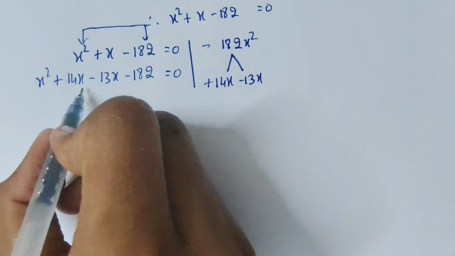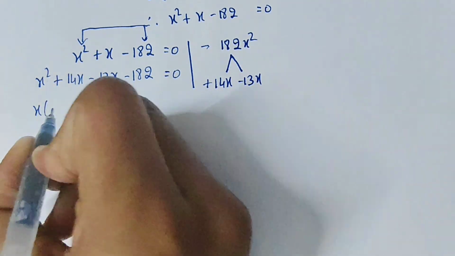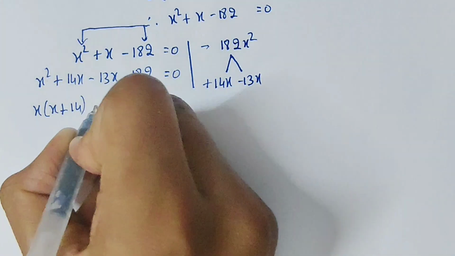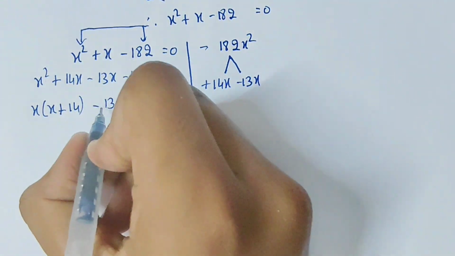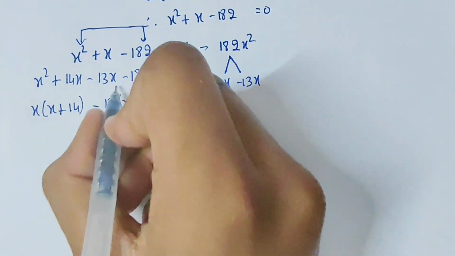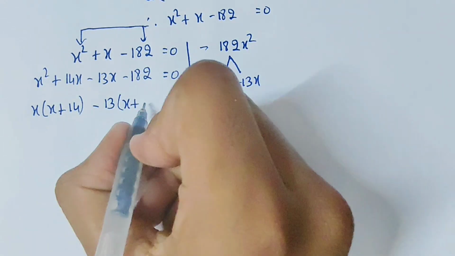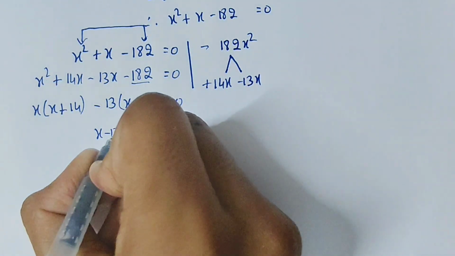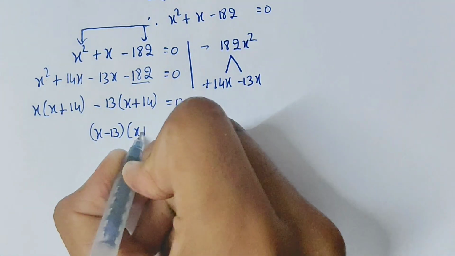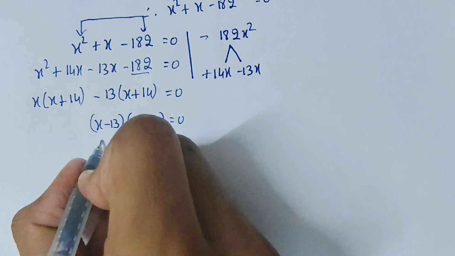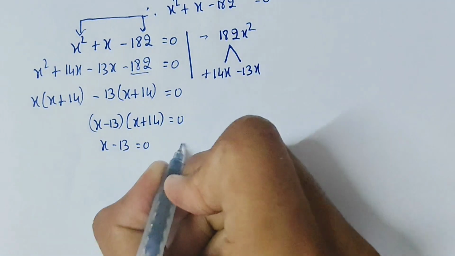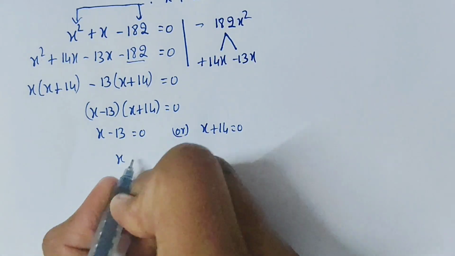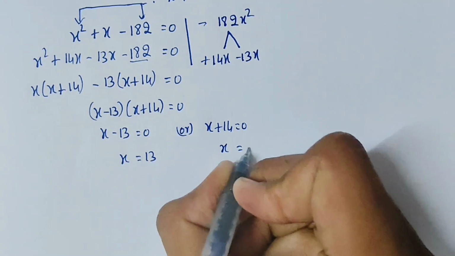Here in x square plus 14x I am taking x common: x into x plus x into 14, minus 13 into x, minus 13 into 14, which is 182, equals 0. So (x minus 13) into (x plus 14) equals 0. Then x minus 13 equals 0, or otherwise x plus 14 equals 0. It becomes x equals 13, or x equals minus 14.